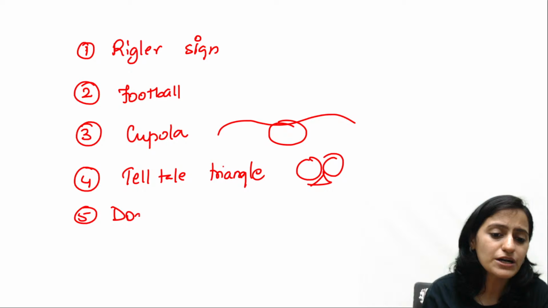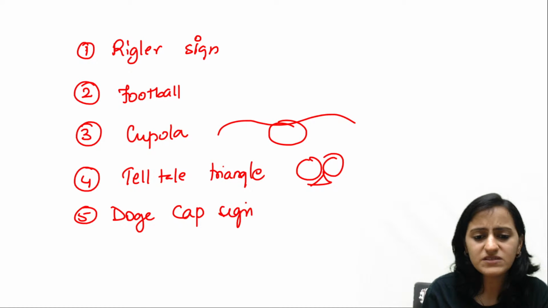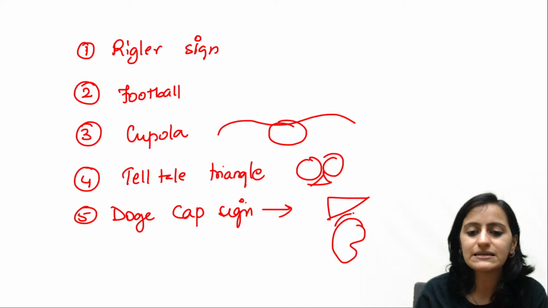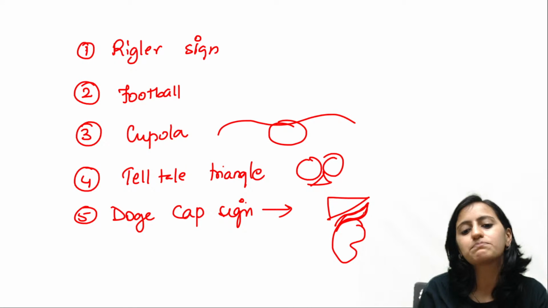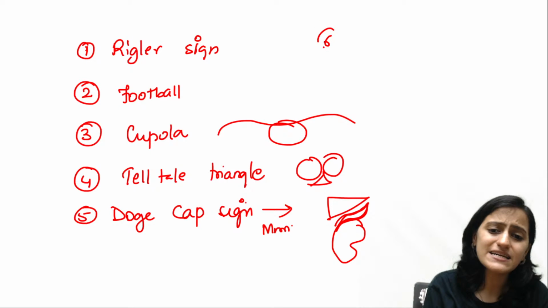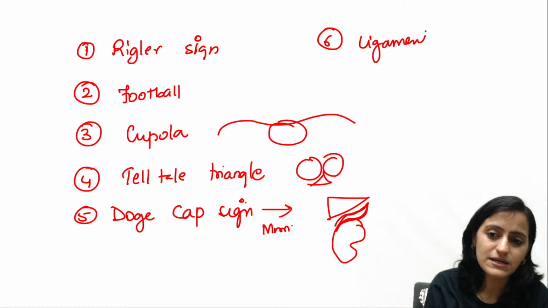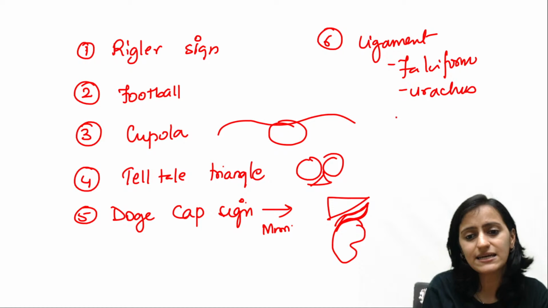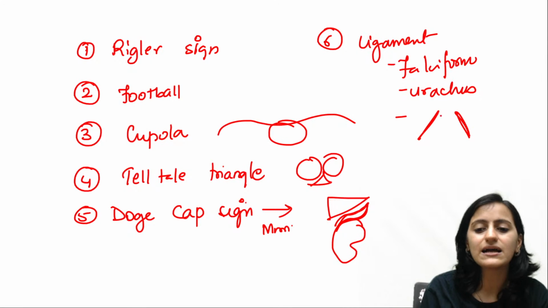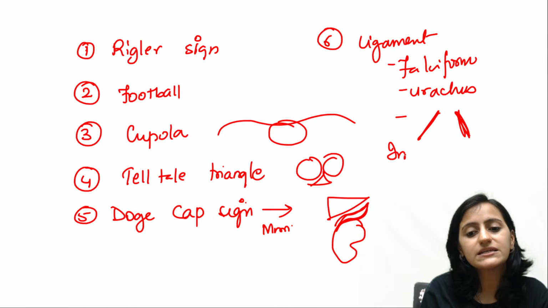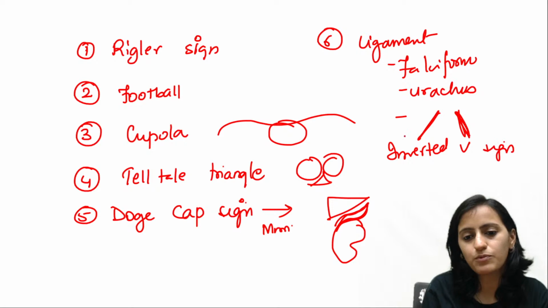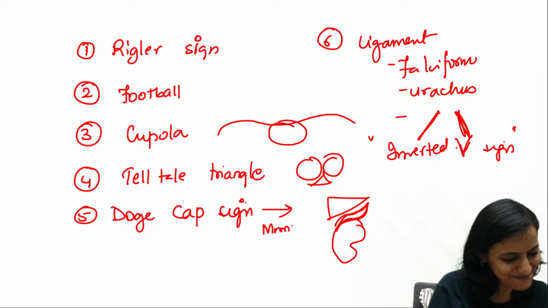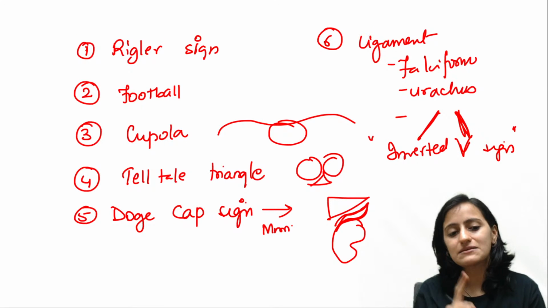And what is your Doge cap sign? Where do you see the air in your Doge cap sign? In between the liver and the kidney, basically in the Morrison's pouch, the hepatorenal pouch. And you can see all the ligament signs, air surrounding the ligament. You can get your falciform ligament sign, you can get your urachus sign, and when it surrounds your umbilical ligament, it can give your inverted V sign. Okay, remember this is also important. The inverted V sign. That's amazing. So the signs of pneumoperitoneum are important.